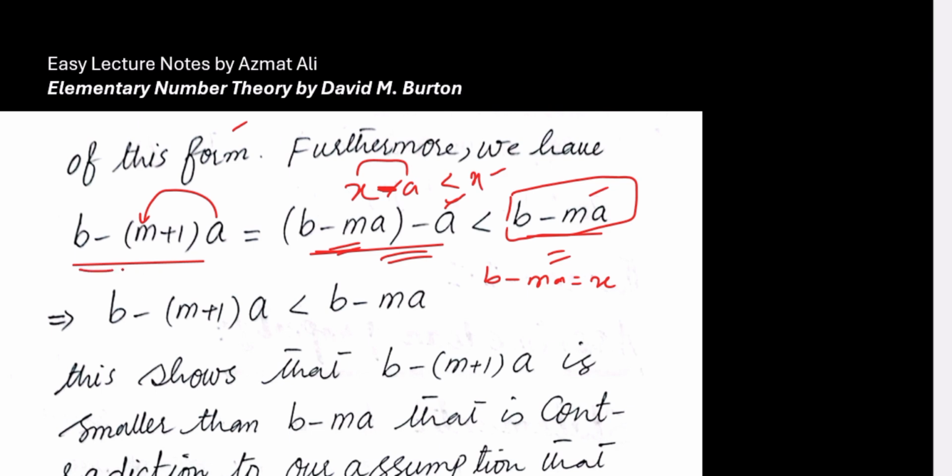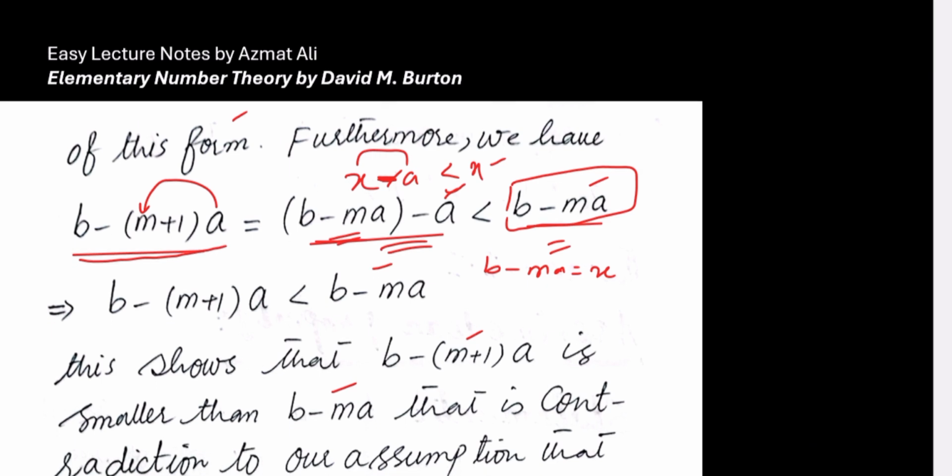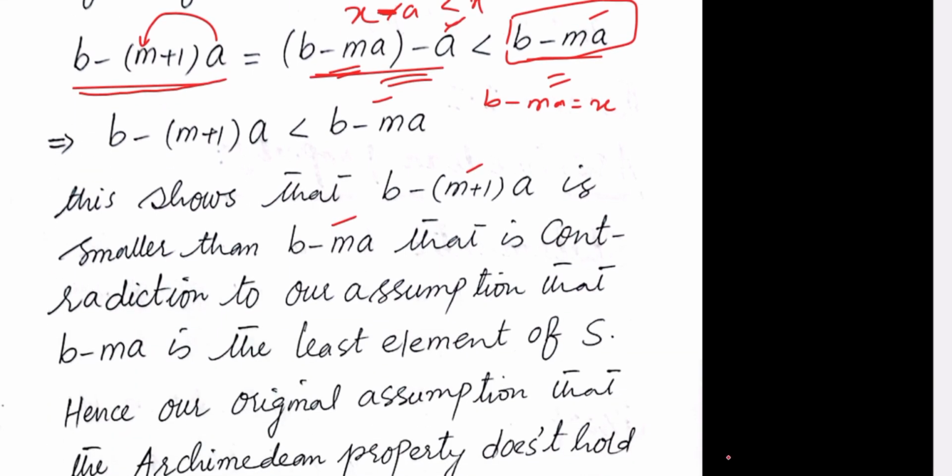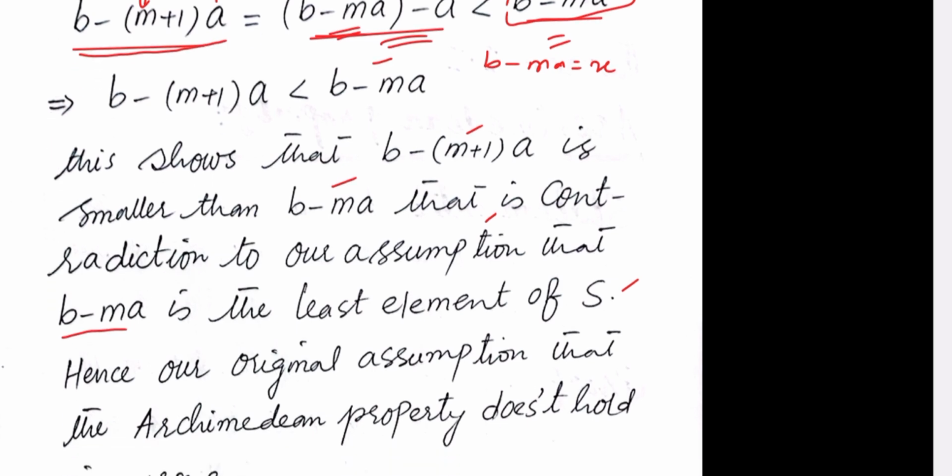So b minus ma minus a is always less than b minus ma, which implies b minus (m plus 1)a is less than b minus ma. This shows that b minus (m plus 1)a is smaller than b minus ma. That is a contradiction to our assumption that b minus ma was the least element of S. Hence our original assumption that the Archimedean property does not hold is wrong.